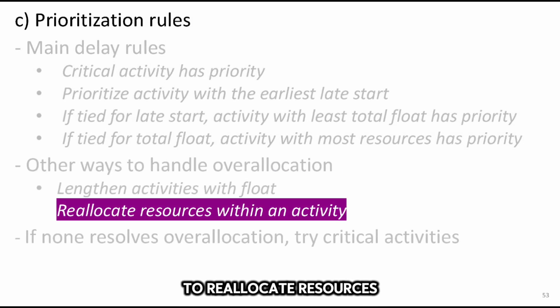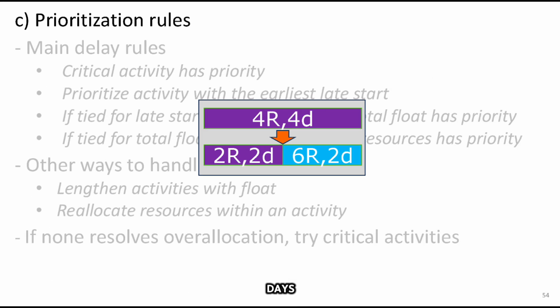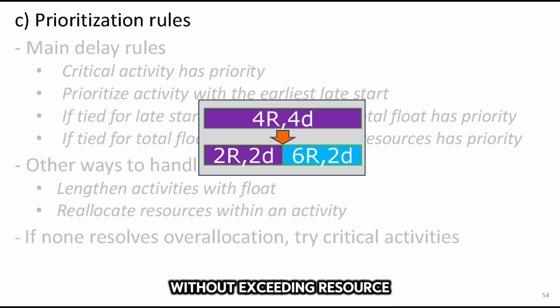Another option is to reallocate resources within an activity to balance demand across different time periods. For instance, consider an activity originally scheduled for 4 days with 4 workers assigned. If the first 2 days experience over-allocation due to overlaps with other activities, we can adjust the resource distribution. Instead of keeping a constant workforce, we assign 2 workers for the first 2 days and increase the number to 6 workers for the remaining 2 days. This redistribution helps reduce the resource demand during peak periods while still maintaining the total workload of 16 man-days, ensuring the activity is completed on schedule without exceeding resource limits.